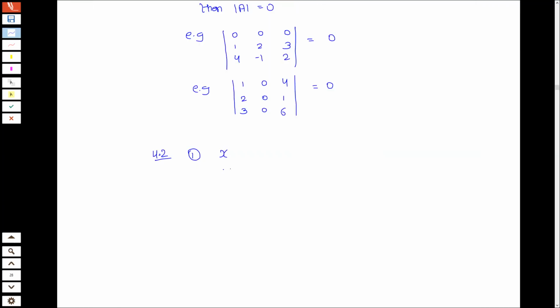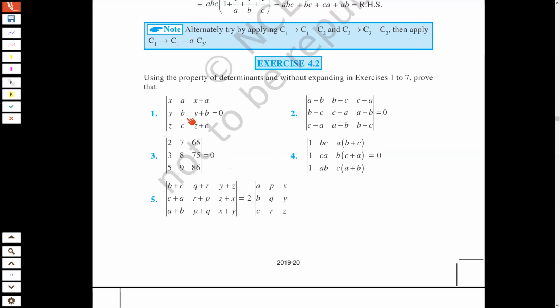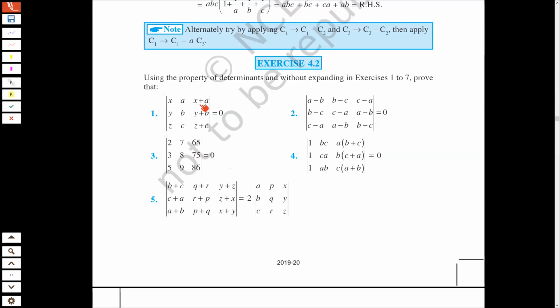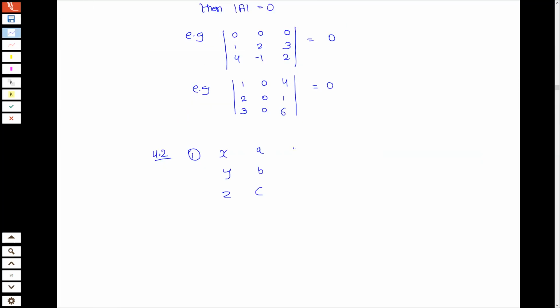x, y, z, a, b, c, x plus a, y plus b, and z plus c.